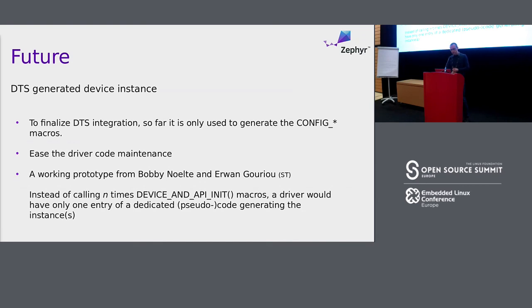So, there had been a prototype done by Bobby Nolt and Erwan Goryu from ST Microelectronics. The idea at that time, I don't know if it's still the idea, was something like this: instead of calling the macro n times to generate your instance, you would have a tiny commented area in your device driver with pseudocode. At that time, it was some pseudocode or Python code that the DTS would use to generate the structures on the fly at build time. So of course, only the drivers which are present in your final build will have these instances generated.